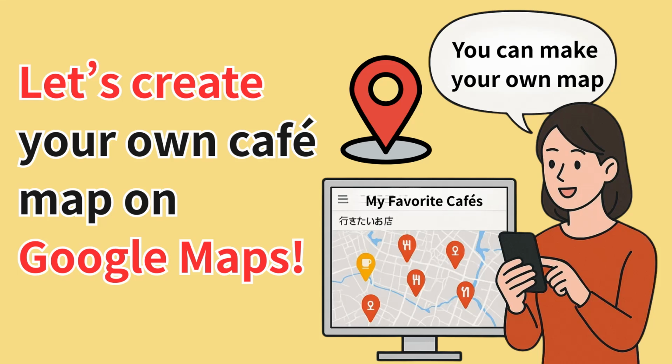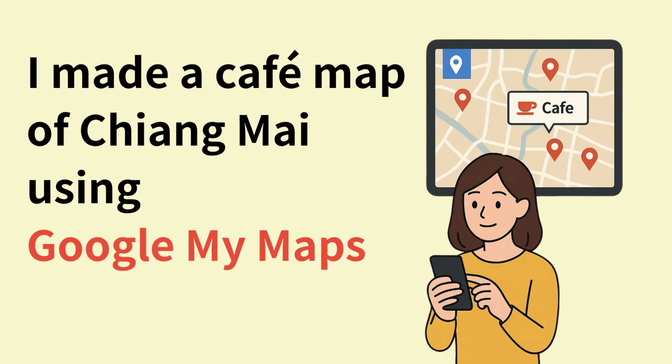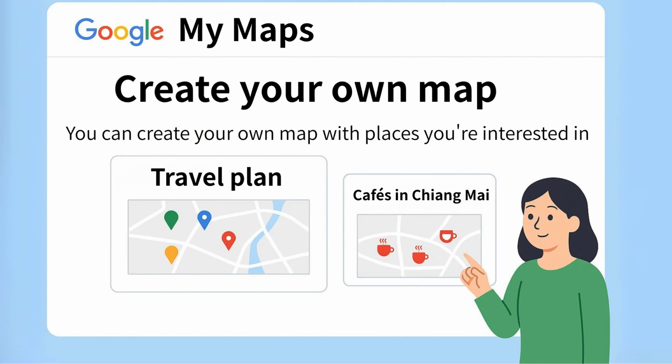Hello! In this video, I'll show you how to make your own Chiang Mai favorite cafe map using Google Maps. When you find your favorite cafe in Chiang Mai, try using the My Maps feature on Google Maps to create your own cafe map. With Google My Maps, you can add places you're interested in and create your own original map. It's also useful for organizing your travel plans or cafes you want to visit.